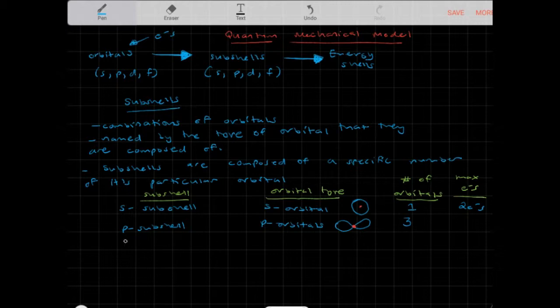But because there's 3 P orbitals that make up the P subshell, and each orbital can hold 2 electrons, we can actually hold 6 electrons in the P subshell.